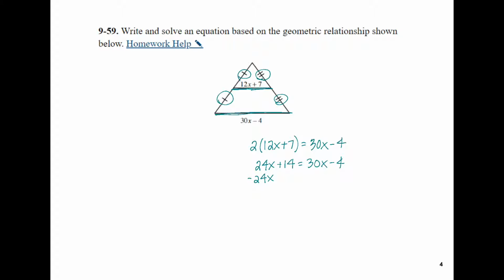Subtract 24x, which gets us 6x minus 4 is equal to 14. Inverse operation of subtraction is addition. 18 is equal to 6x. Divide by 6 and x is equal to 3 units.